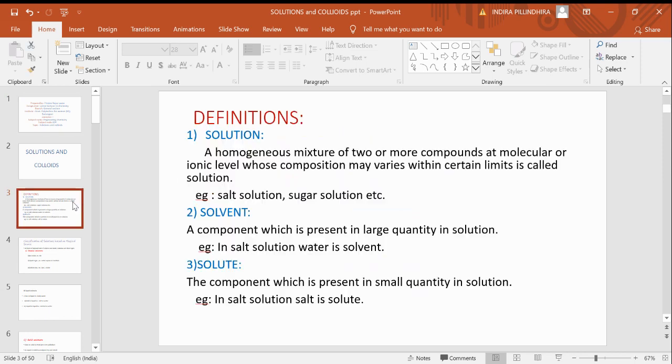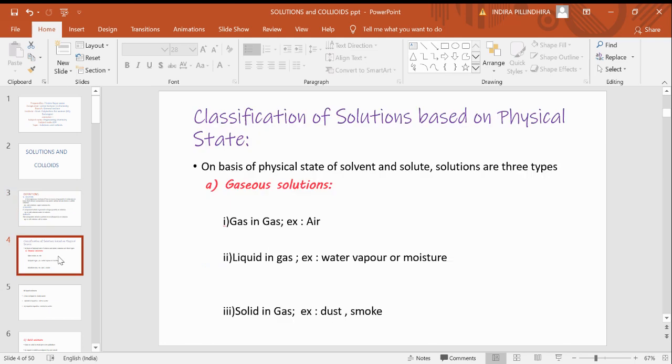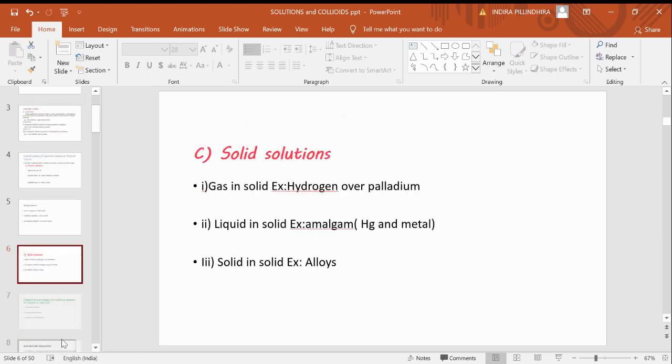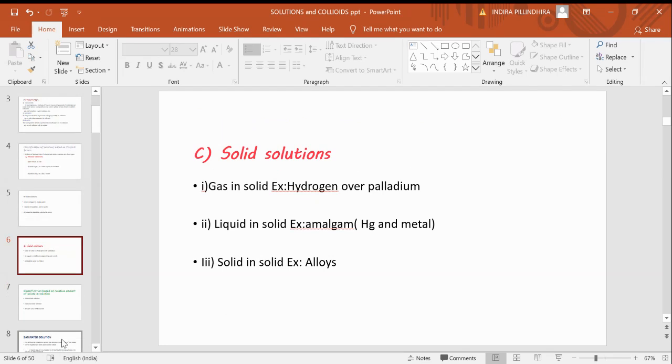Now, we have started with the definitions: what is the definition of solution, solute and solvent? Then we moved to the classification of the solution. Classification of solution can be done based on two factors: one is based on its physical state and another is based on the amount of the solute. Based on the physical state, they are divided into gaseous, liquid and solid. In this slide, we have seen the gaseous solutions, then in the next slide liquid solutions, and then the solid solutions.